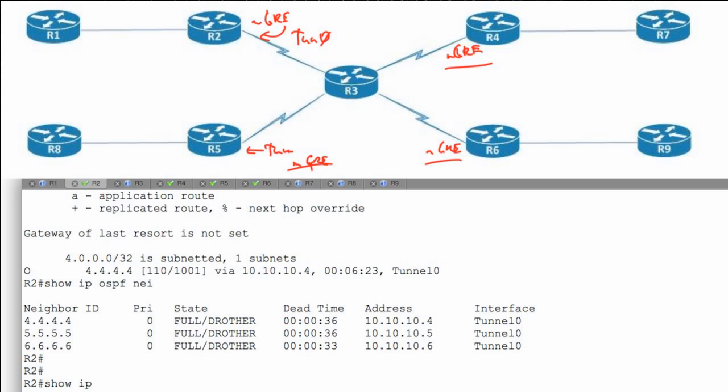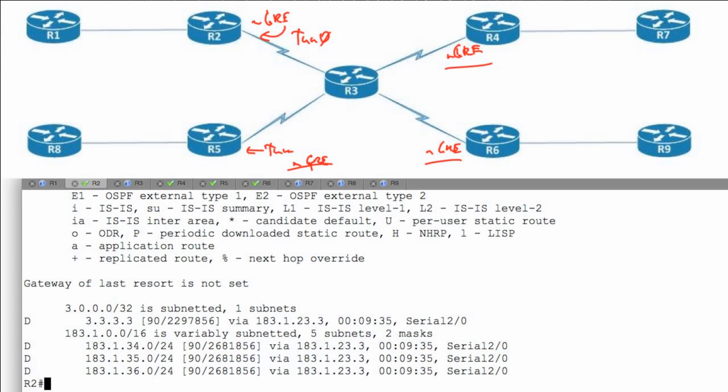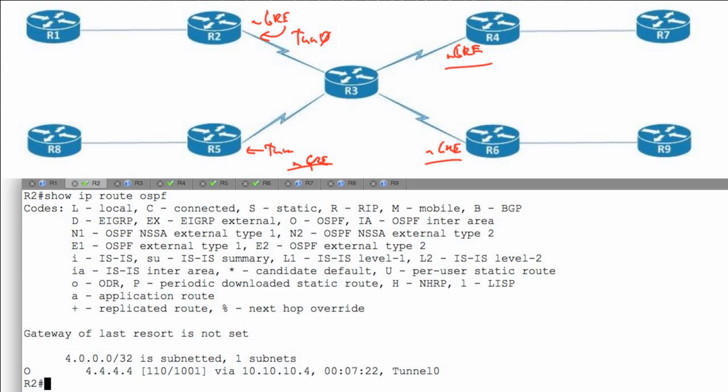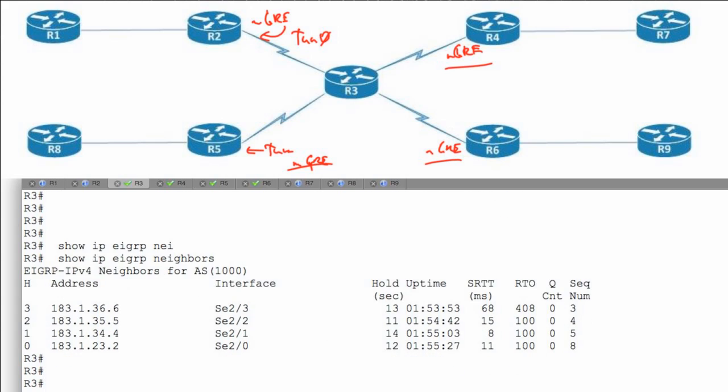Show ip route. On 3, show ip route ospf. Remember, we're running the config. The only thing I'm learning is 4. So let's do this. Let's see, clear ip ospf process. Let's see if that helps us. I'm going to do it on everything.